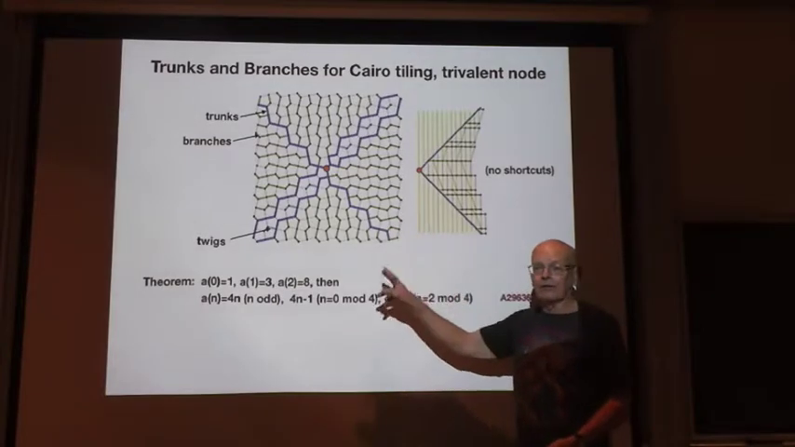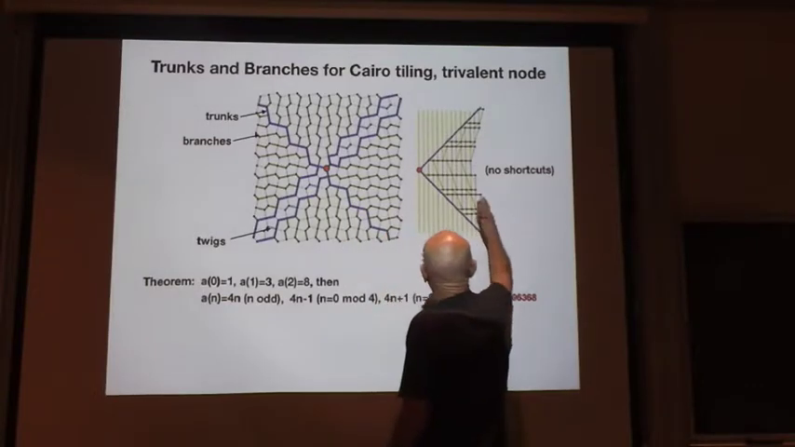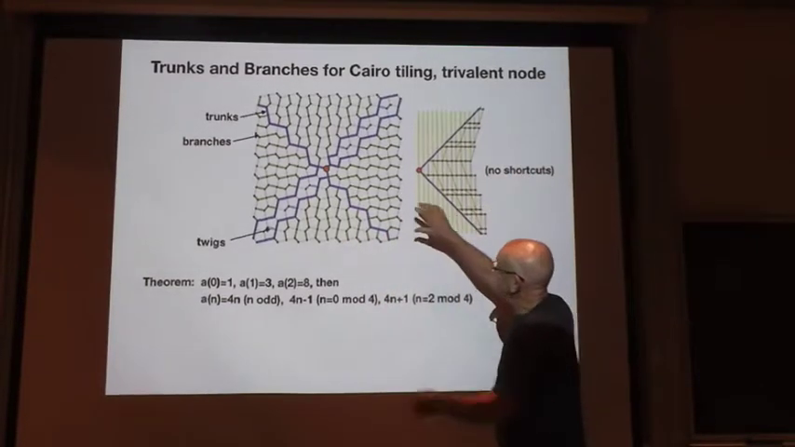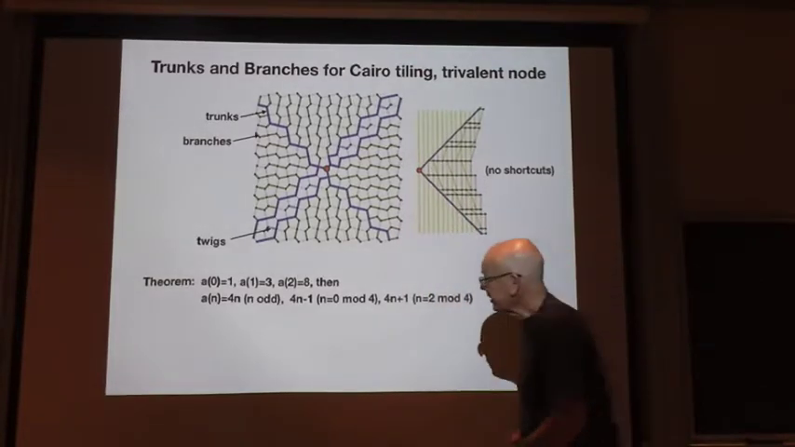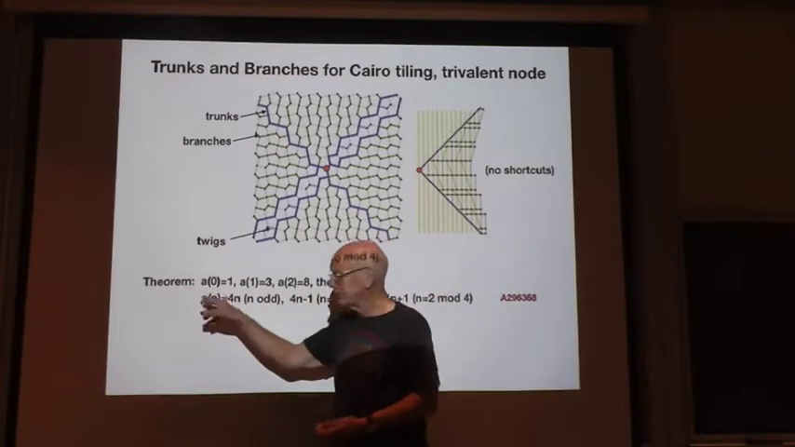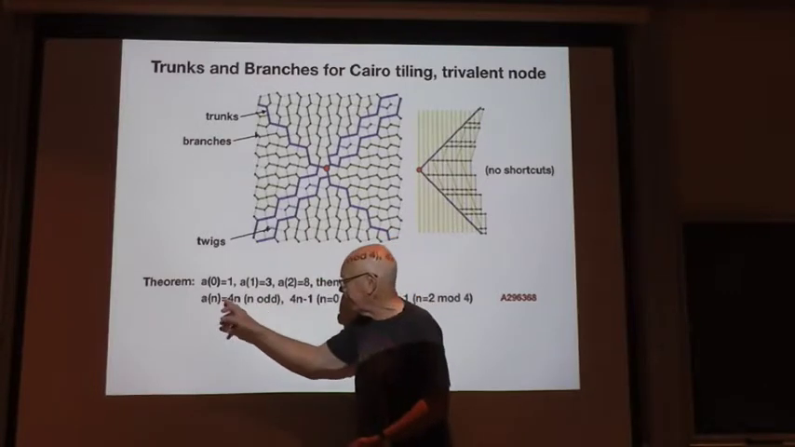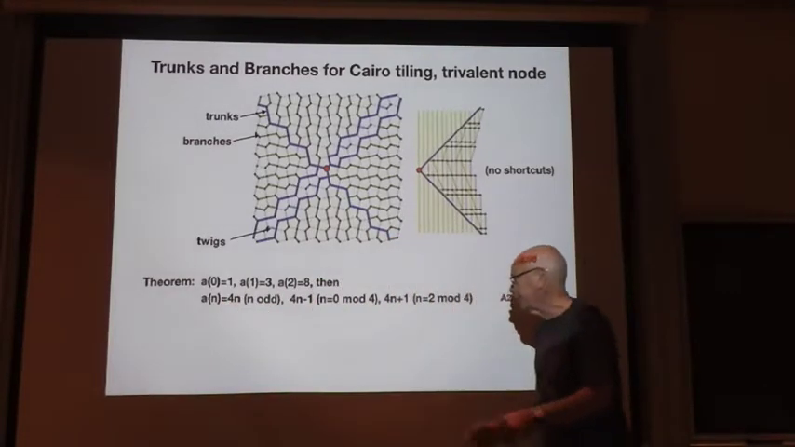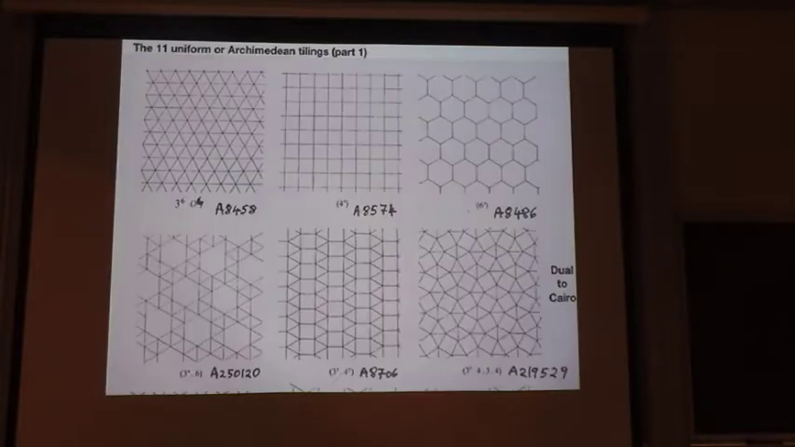So our method actually gives a proof of the coordination sequence. So in this case, you do the counting, you check, first of all, there are no shortcuts by enlarging and straightening out one quadrant, and then you come up with a formula. So we actually prove the theorem that for the trivalent things, basically A of n is either 4n or 4n plus or minus 1, depending on the parity, on the value of n mod 4. That was A296368. That was a new sequence, actually. That wasn't in the OEIS.